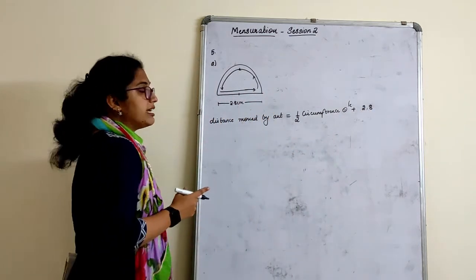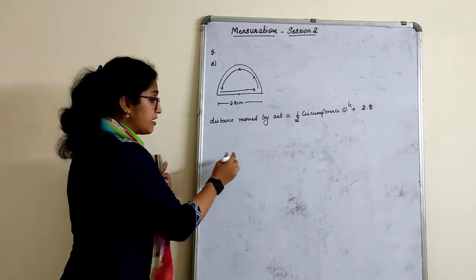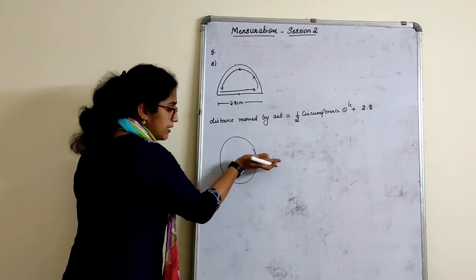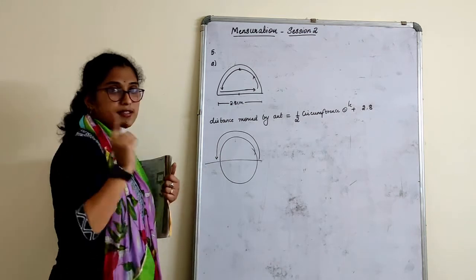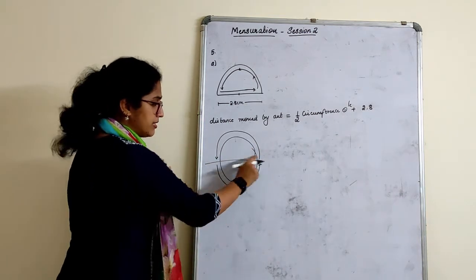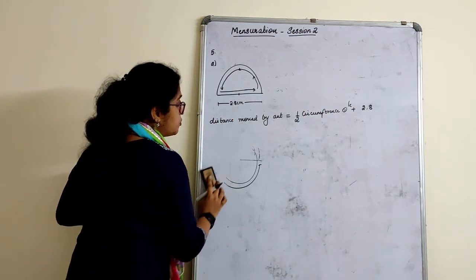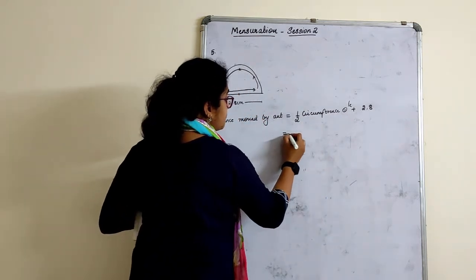We usually tend to make a mistake. We think that circumference is 2.8 also will come. Circumference is only the outer boundary. See, this is circle, only outer boundary. If I am cutting it here, I only find circumference. This is circumference, remember. Not this line here. That line is extra, so I have written: distance moved by ant is equal to half circumference of circle plus 2.8.